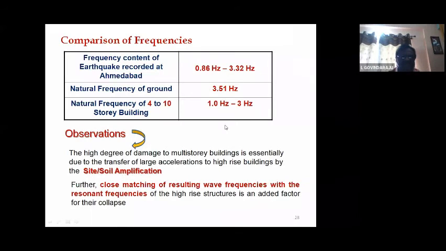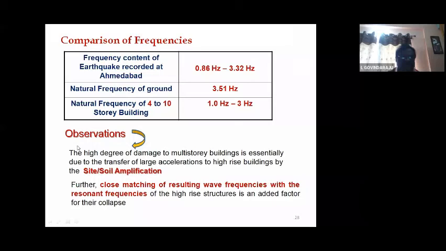So based on our observation and understanding from the study, we drew our conclusion that the high degree of damage to multi-story buildings was essentially due to transfer of large accelerations to high-rise buildings by site amplification or soil amplification. Further, close matching of the resulting wave frequencies with the resonant frequencies of high-rise structures is an added factor for their collapse.